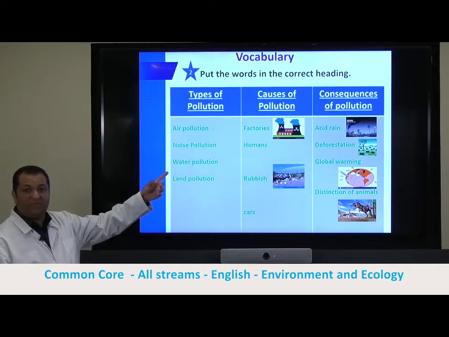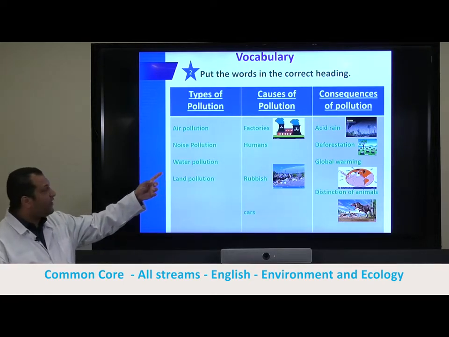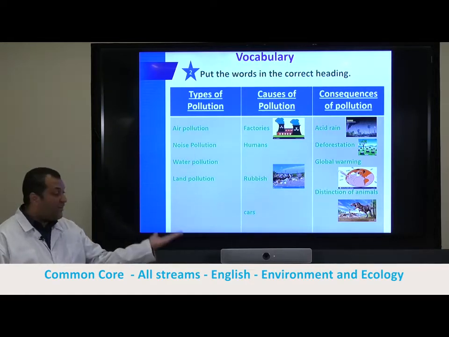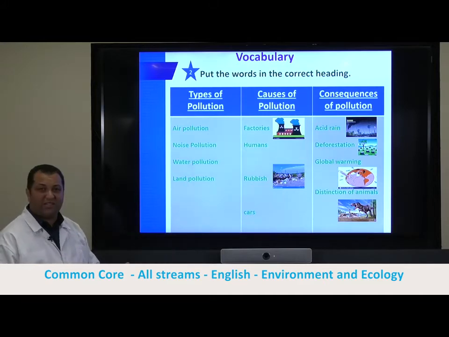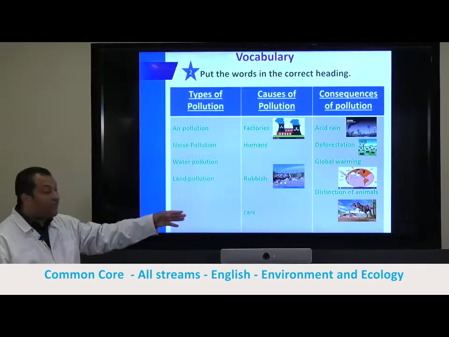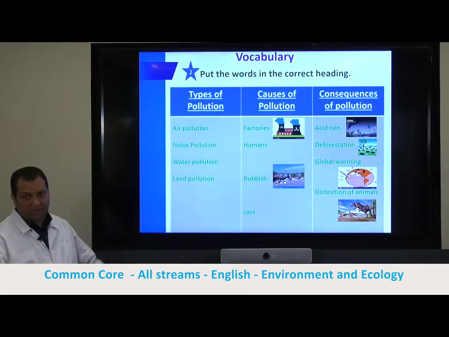As for the consequences, we can talk about acid rain. The photo is in front of you. Deforestation is the fact of cutting the trees. It's called deforestation. Global warming, the phenomenon that we have talked about in detail during the presentation of the unit. Extinction of animals like dinosaurs, for example.